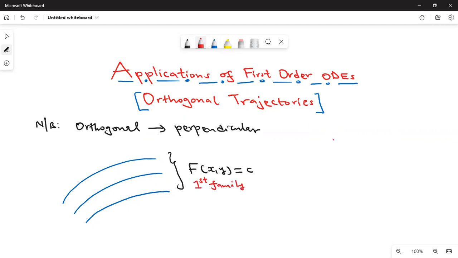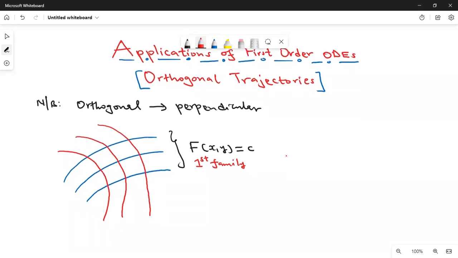Now the task here is to determine another family of curves. Let me draw here. We need to determine another family of curves, these ones. I can call this g of xy is equals to a constant k. So this is always given. You are given the first family, and your task is to find the second family.